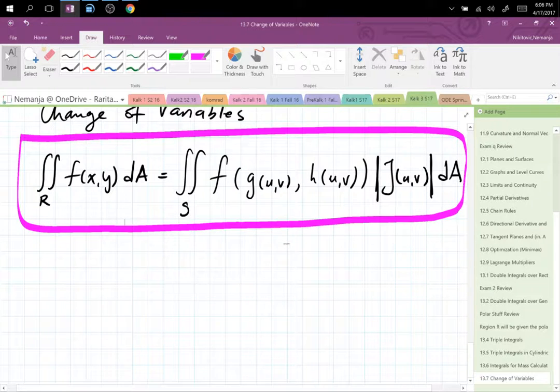Okay, so let's start. Each one of these examples takes about 3 years to do.